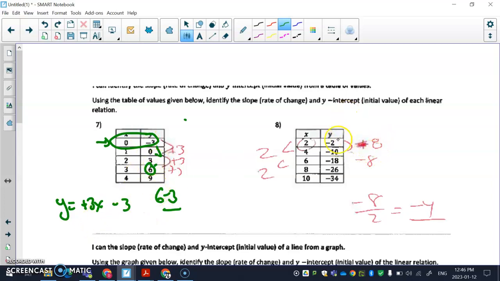This rate of change here is you're going up 8 every time, but notice you're going up 8 when you move up 2 here. So you have to divide that out here. So you're going up 8, up 8, up 8, or sorry, down 8, down 8, down 8, down 8. So minus 8, but that's for every 2. So for every 1, you would go down 4.